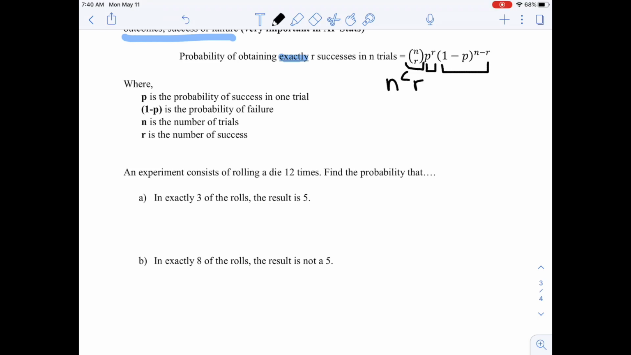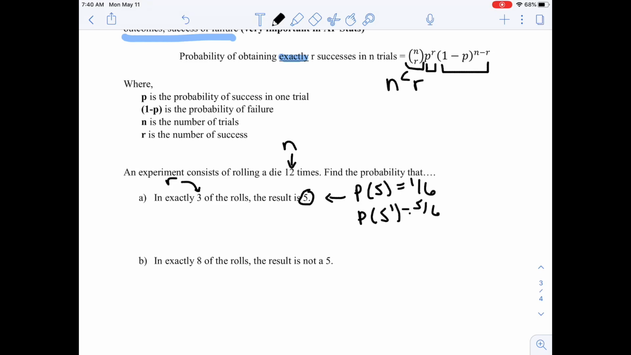So an experiment consists of rolling a die 12 times. So that right there is going to be your n. Find the probability that in exactly 3 rolls the result is a 5. So we want exactly 3 successes. There's your r. We're looking at the result is a 5. So the probability of rolling a 5 is 1/6, which means the probability of not a 5 would be 5/6.